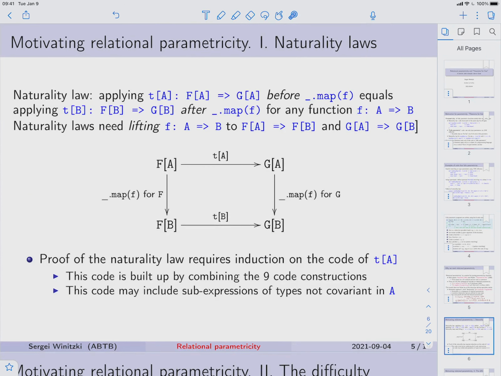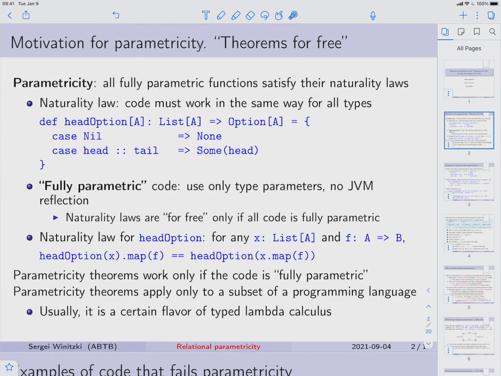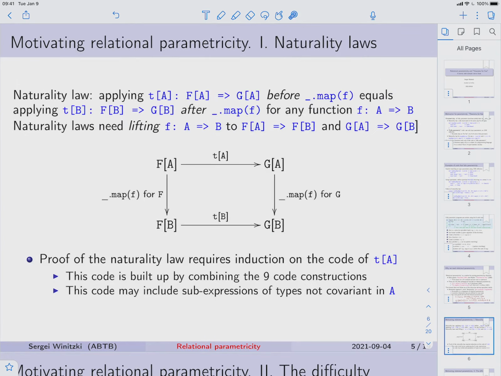This is generalized to a function t that goes from f of a to g of a. So instead of going from list of a to option of a, and instead of list you just have some f, and instead of option some g. That gives you a more general situation where you can apply a map of some function f before applying t, or you can apply a map after applying t. That should give the same result.